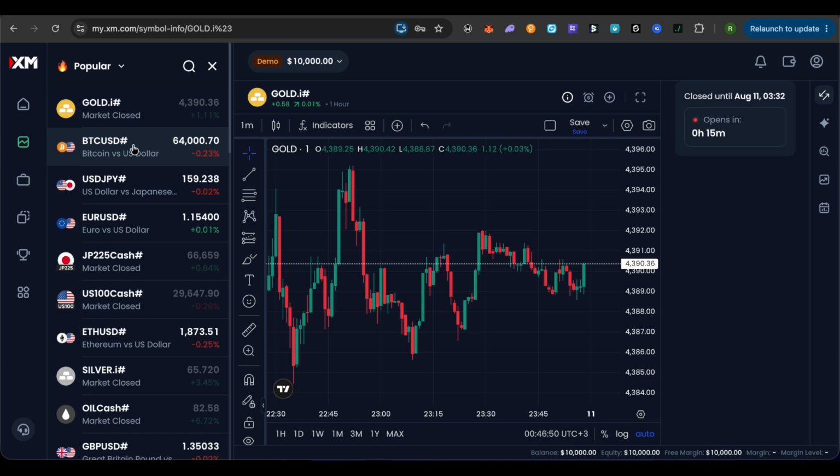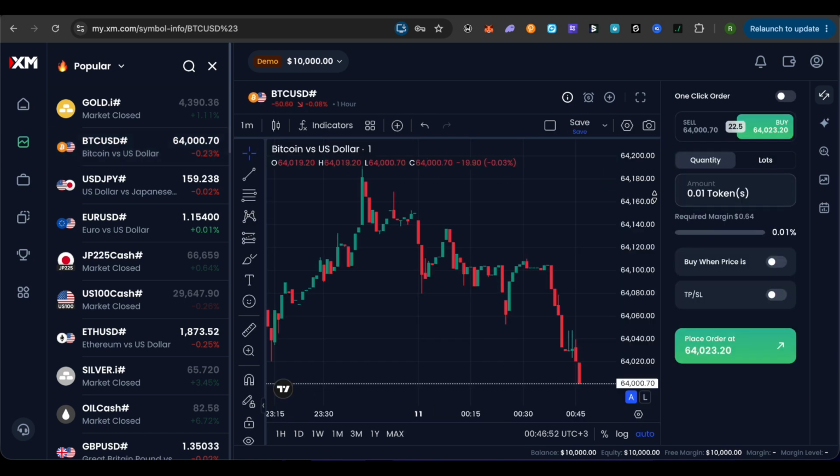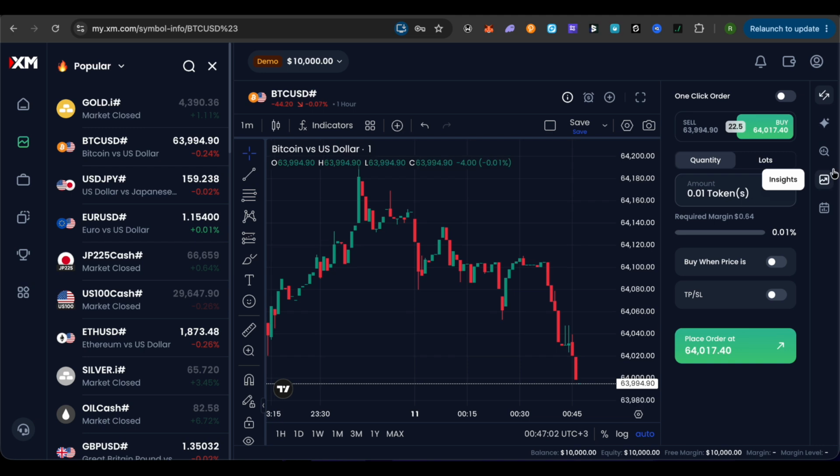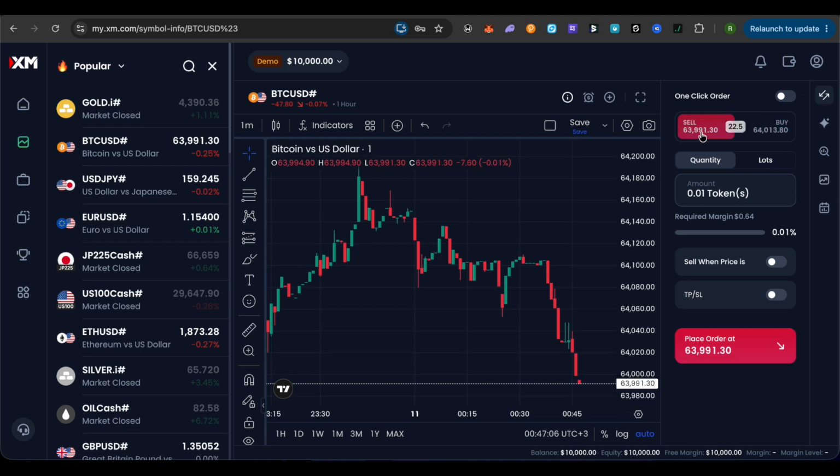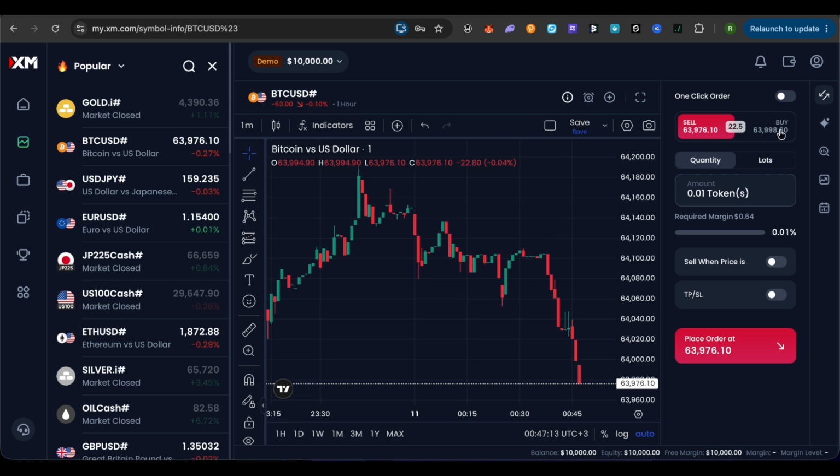Let's check it out on this particular crypto pair, since crypto is always available and the market is always open. So this is how you would be able to see the sell and buy option for the gold as well when the market opens up for gold, and this way you would be able to buy and sell accordingly.